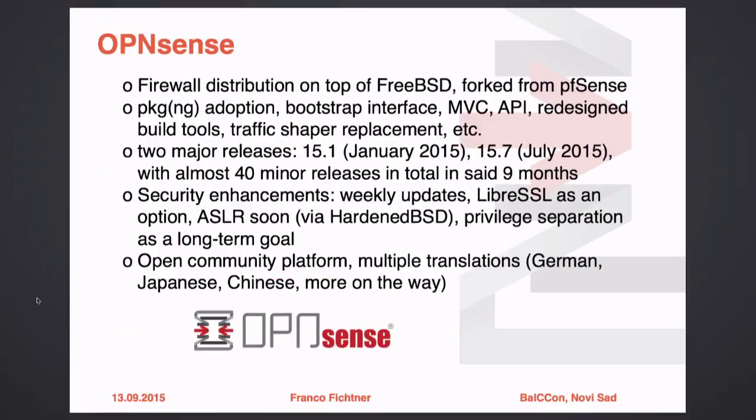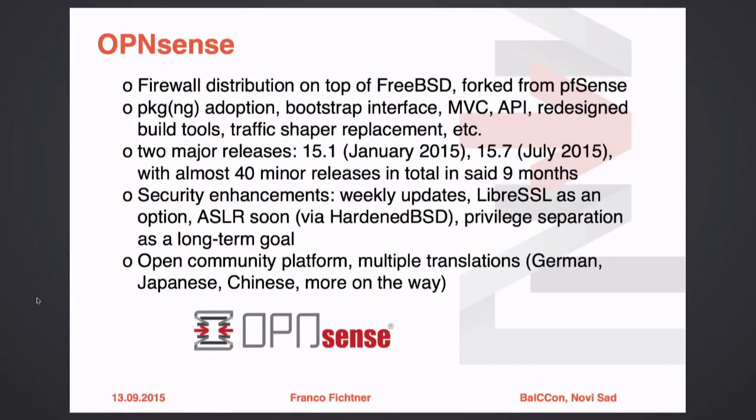What we did for OpenSense that is unique is we did pkgng adoption. I get into that just in a bit. We did a Bootstrap interface. The Twitter Bootstrap framework is really, really popular these days. And with that, we can have our GUI on mobile devices, and it just works. We also did MVC. We started to write APIs for the new functionality that we added. And we also redesigned the build tools, a traffic shaper replacement, and so on and so forth.